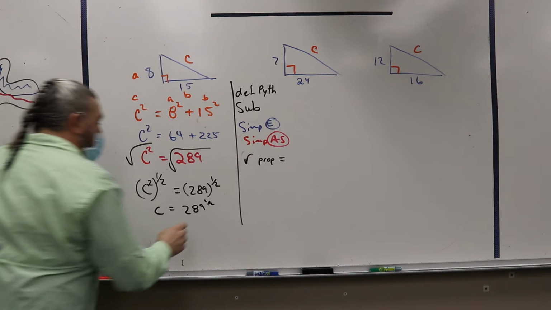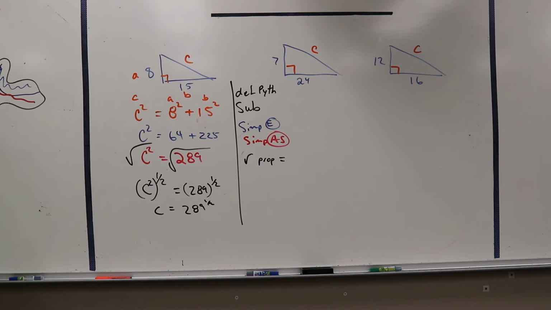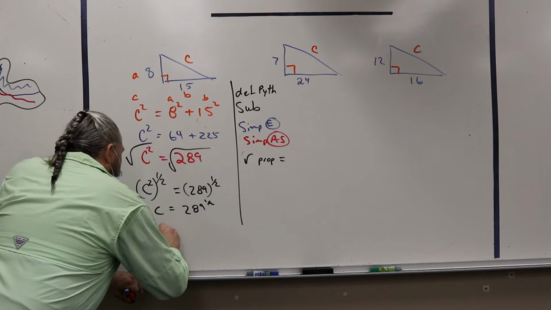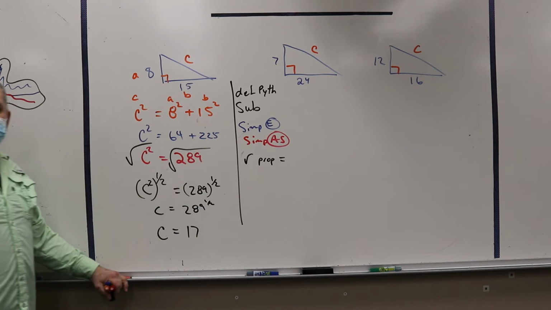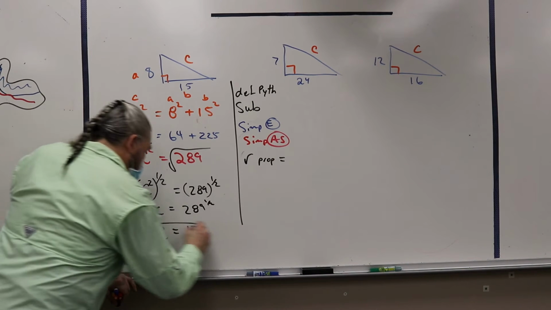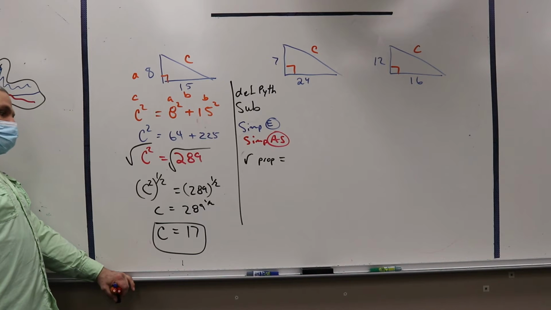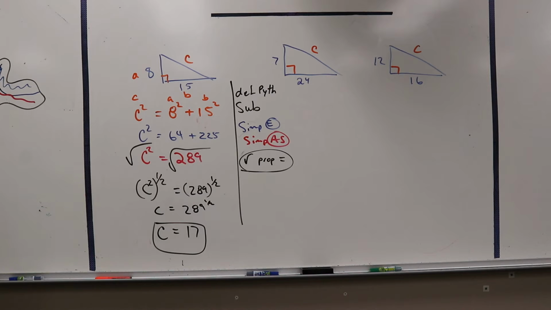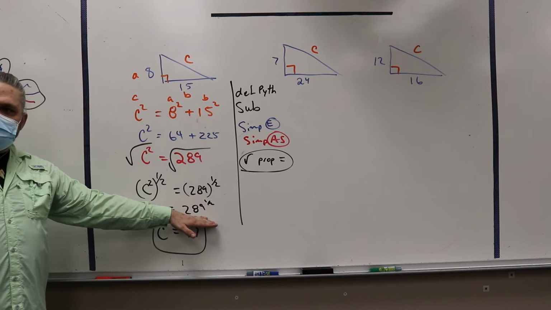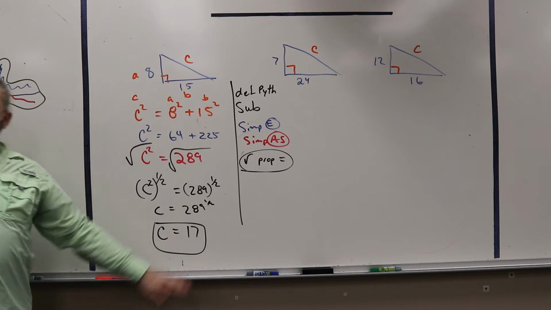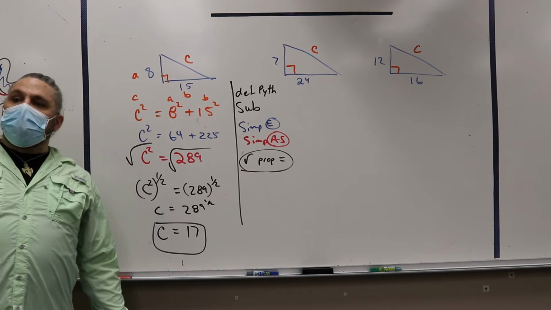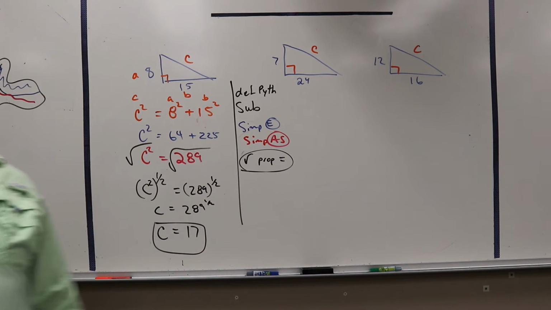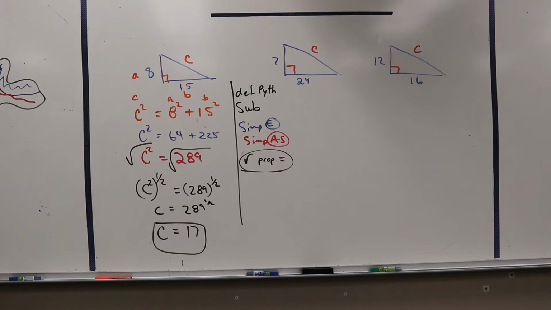Now, what goes into 289? 17. So C equals 17. Exactly. And we use this property to find it. So if you put it in your calculator, if you get 289 square rooted, you would get 17. Now I'm going to also show you how to do things without using the calculator to reduce your square root.